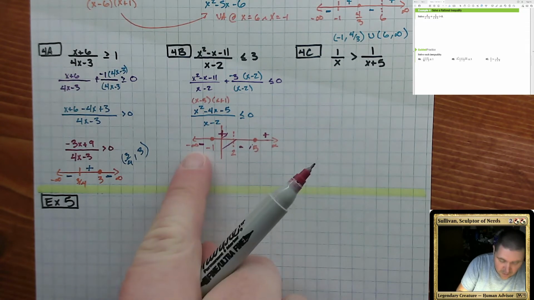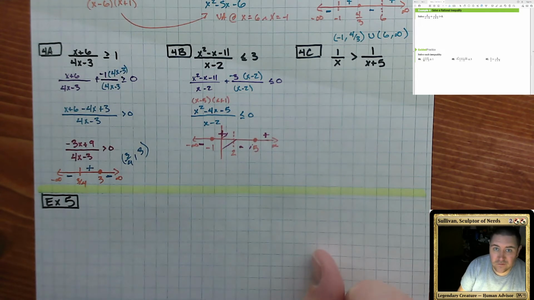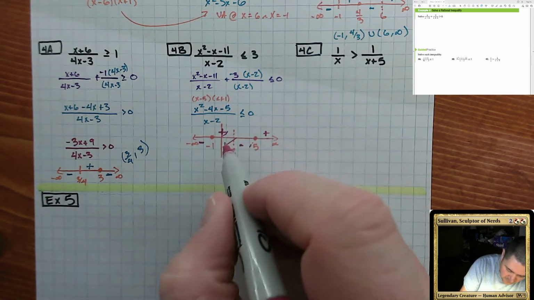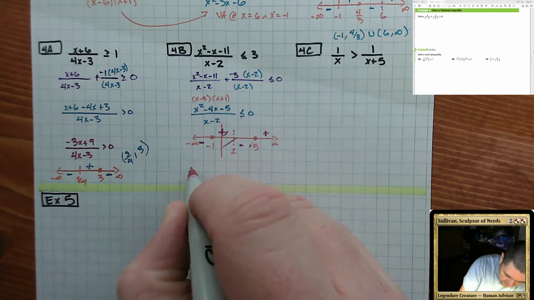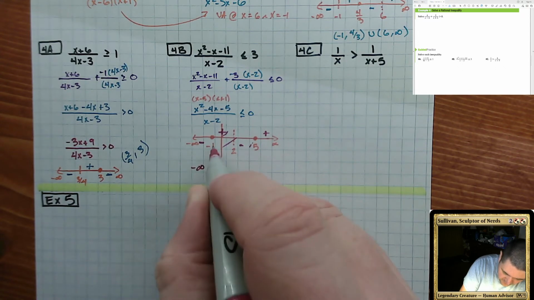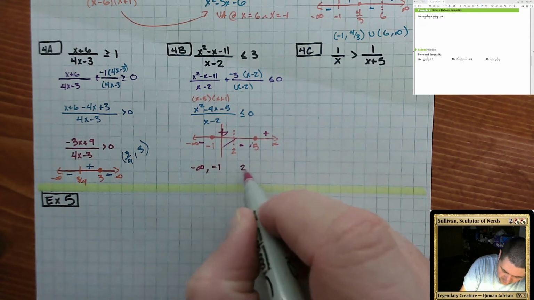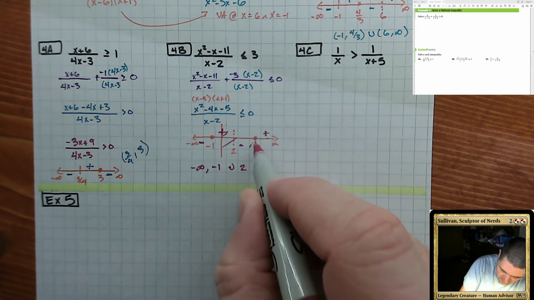Otherwise, I'm going to put those numbers into my calculator and I'm going to test the intervals. Or just look at the screen. Either way, where is that less than or equal to 0? From negative infinity to negative 1. Again, from 2 to 5.